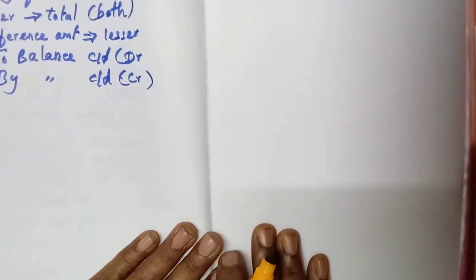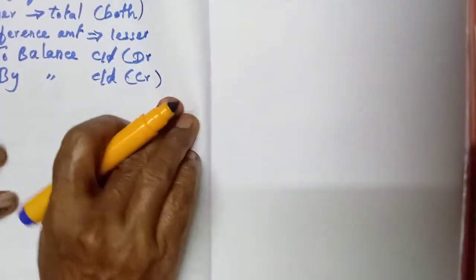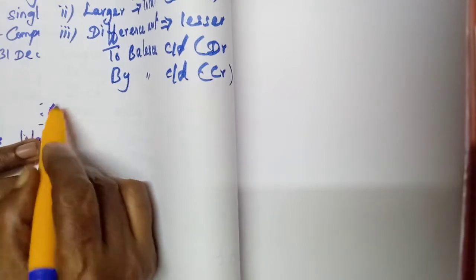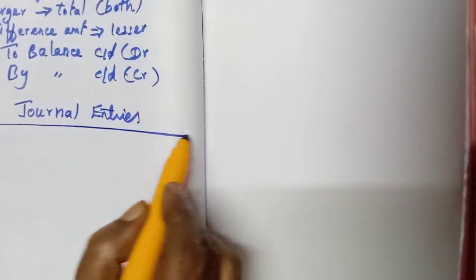So we have to prepare the journal entry. So here you have to write first the question number. Okay, what is the question number? 6. Okay, then now journal entry. Journal entries. Then draw line. Only 3.